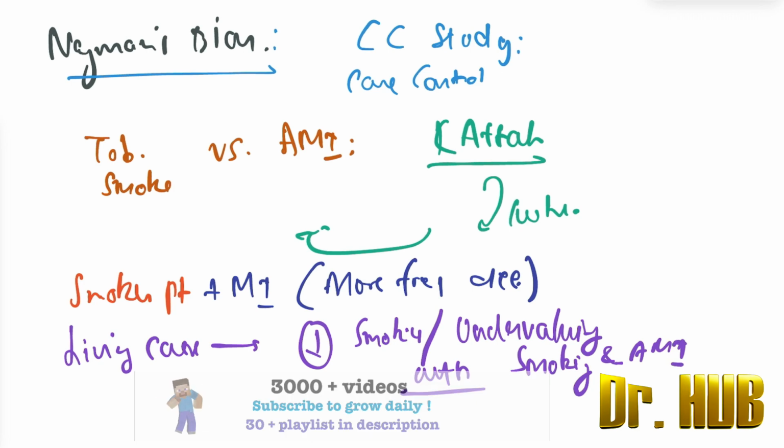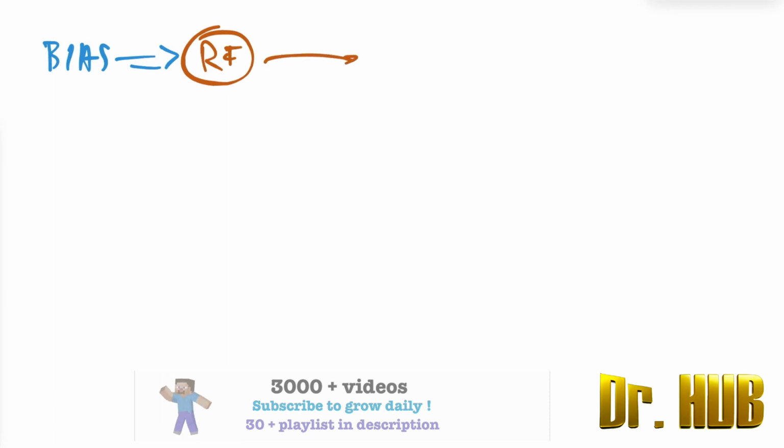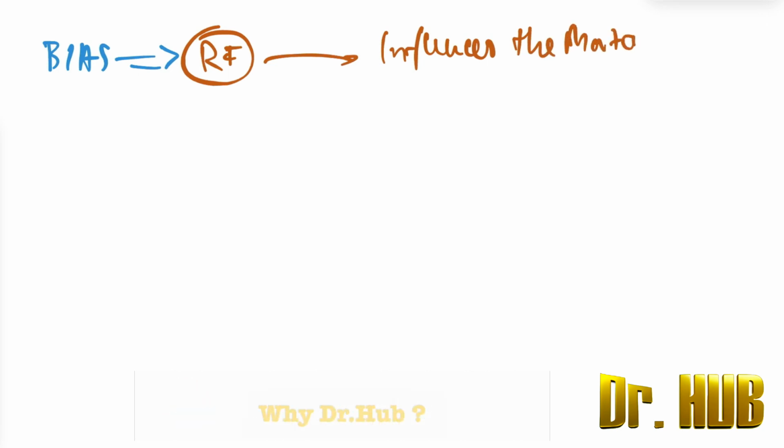It has been shown that the bias occurs only if the risk factor influences the mortality from the disease being studied.